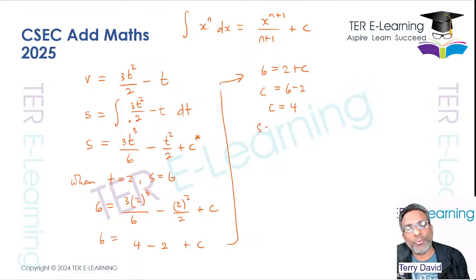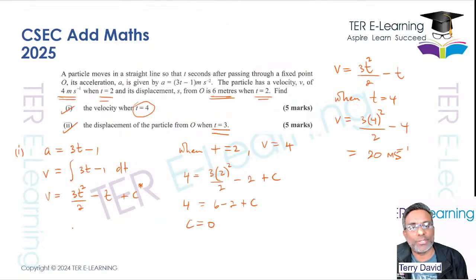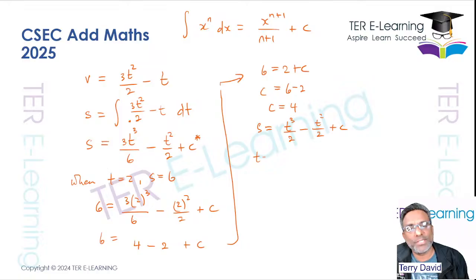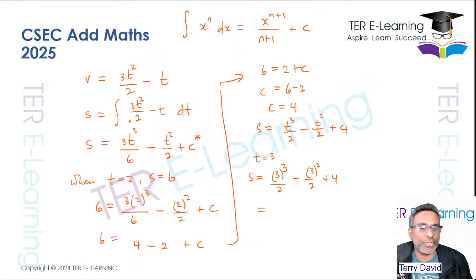So therefore your displacement formula is given by 3t cubed over 6, which is actually t cubed over 2, minus t squared over 2, plus c. The question asks us to work out the displacement when t is equal to 3. So you're just going to plug t equal to 3 into this formula. So s is equal to 3 cubed over 2 minus 3 squared over 2, and c was 4. So what is that displacement? Try to work it out for me.